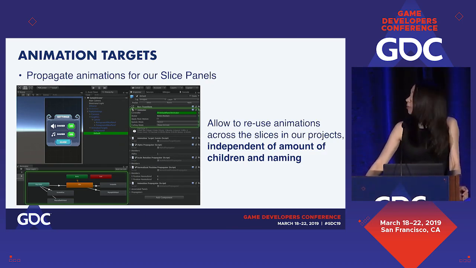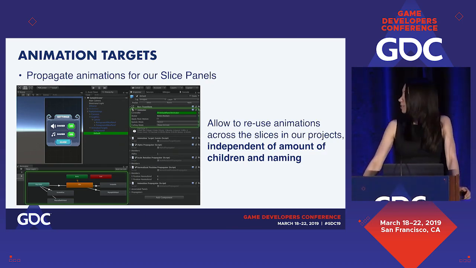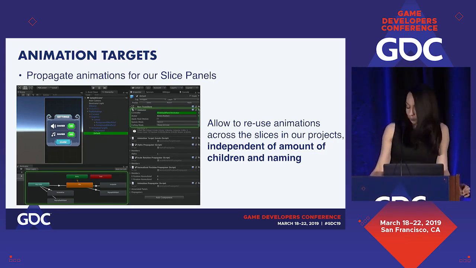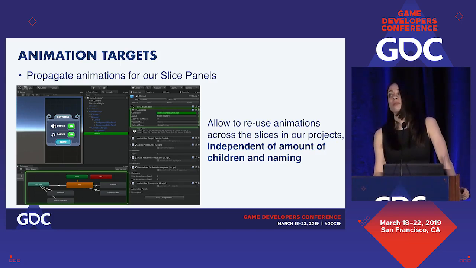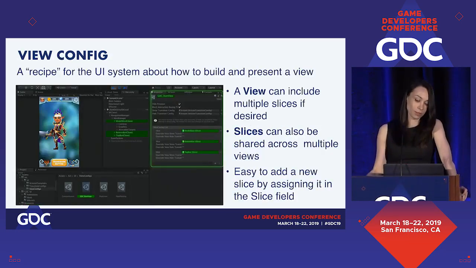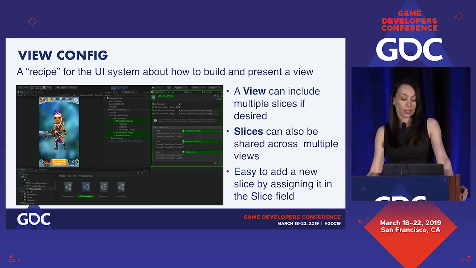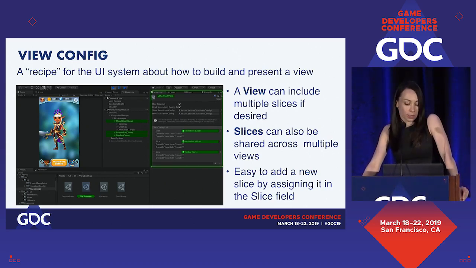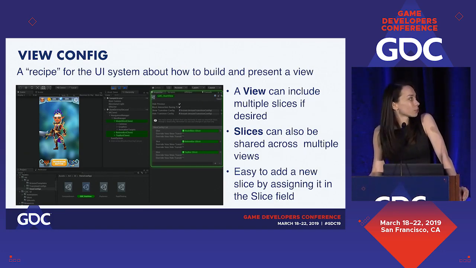I would like, of course, to go into more details, but I would need a longer presentation, so let's move on. To assign and execute these animations, we need to use our slice somewhere. For that purpose, the UI framework now has a component we call viewconfig. This is basically a recipe for our UI system about how to build and present a view, or if you want, you can call it a screen. We need to fill in the information the system needs to know about how to build this view correctly. A viewconfig can include one or multiple slices. It has to have at least one slice.